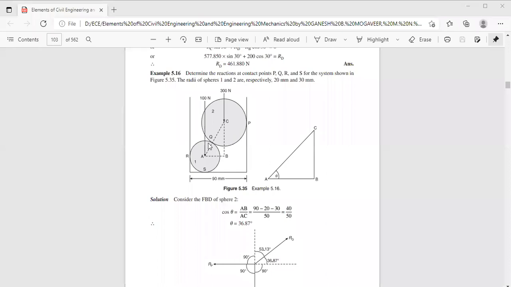Okay. So now you got the reaction. RQ is 500 Newton. Now you have to deal with sphere 1. You have to write the free body diagram of sphere 1. You have reactions RR and RS, the weight of the sphere acting vertically downwards, and the reaction from sphere 2 to sphere 1, that is RQ. That value I have found, 499.99, about 500 Newton.